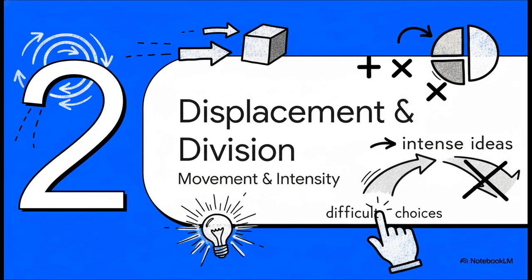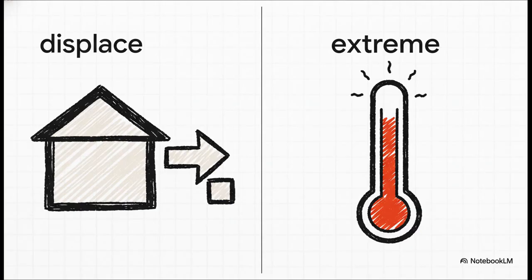All right, let's dive into our first group of words. These are all about big ideas. Things like movement, intensity, and some of the tough choices that life can throw at us. First up, we have the verb displace. This means you're forcing something or someone out of their normal place. For example, a natural disaster can displace thousands of people from their homes. Now, it's related to words like replace or relocate, but displace often feels heavier. It carries a sense of loss.